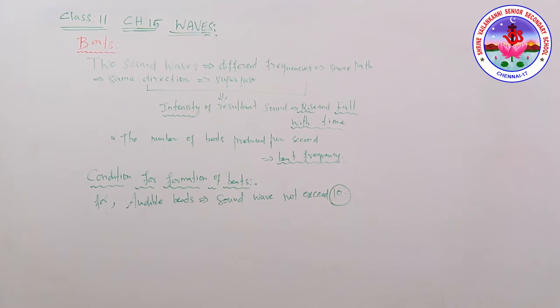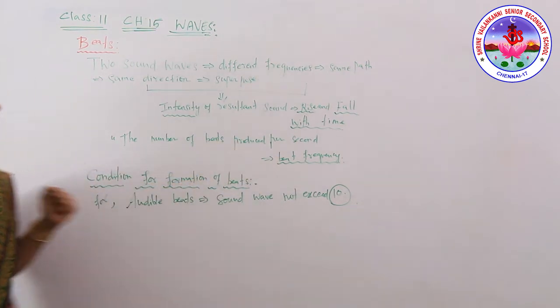Right? And also, one rise and one fall of the intensity constitute one beat. So the number of beats produced per second we call the beat frequency. Got it?